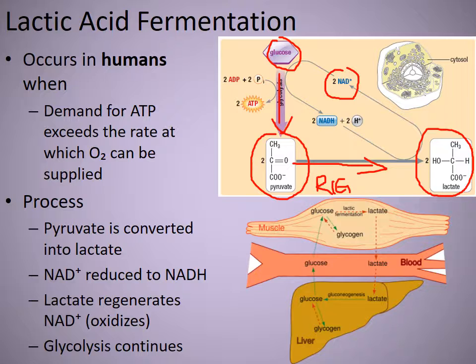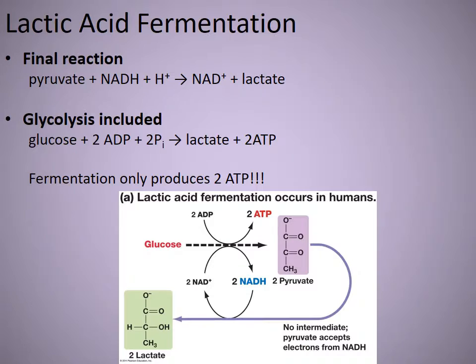Glycolysis will be able to continue because as a result of lactic acid fermentation, 2 ATP will be produced. The 2 ATP that will be produced will be used to continue glycolysis. Here's the reaction. Pyruvate plus NADH plus H gives you NAD plus lactate. Okay, glycolysis included. Notice the production here, 2 ATP. All right, the 2 ATP will actually be used to start glycolysis over again.